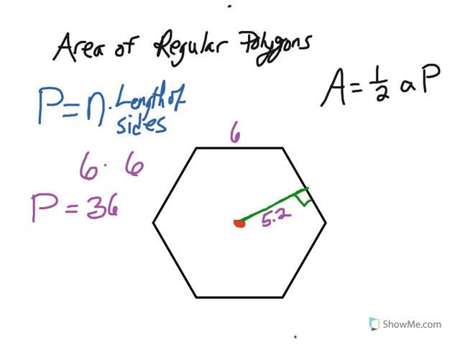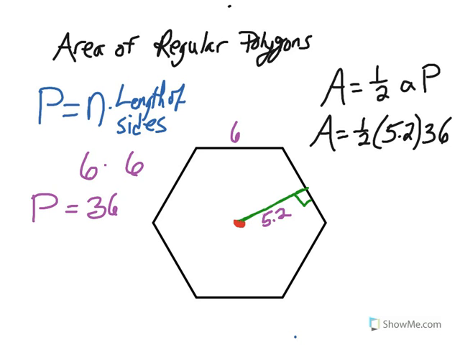Okay, we know the perimeter is the sum of all the sides, or in other words, the number of sides times the length of the sides, n times the length of sides. There are 6 sides, each side length is 6 in this case, so therefore the perimeter is 36. Now we just need to find the area.